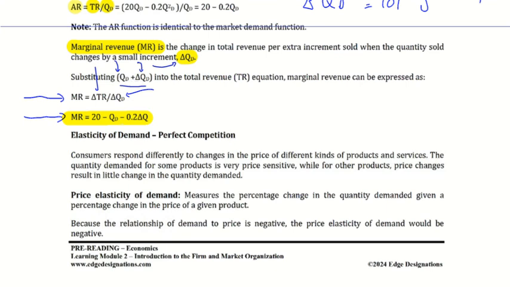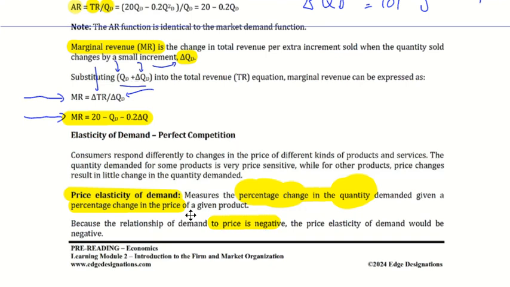Elasticity of demand under perfect competition. Let's talk about price elasticity of demand. Price elasticity measures the percentage change in quantity given a percentage change in price. So let's say, for example, I raise my prices by 5%. What is that going to do to my quantity? Is that also going to change by 5%? Is it going to move by more than 5%? That's what we call price elasticity of demand.